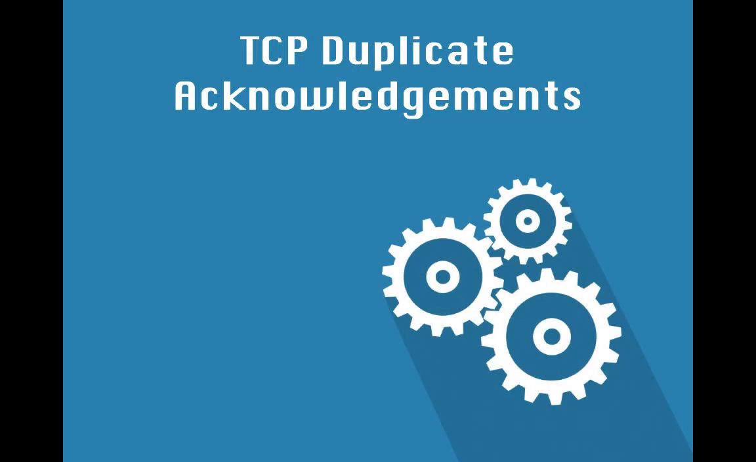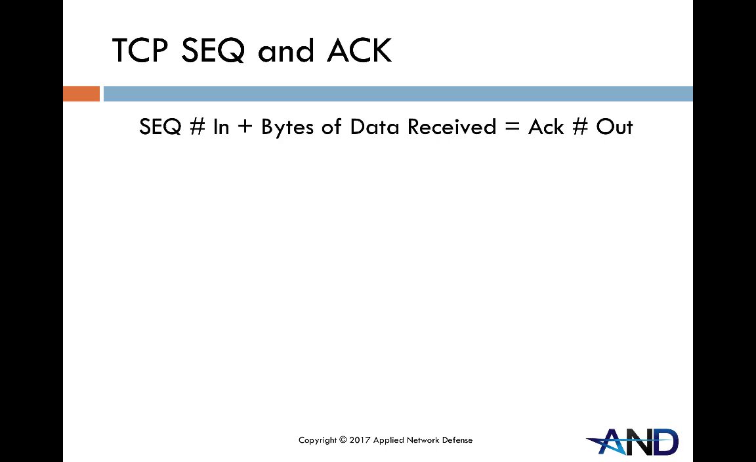Next up, we're going to talk about another error recovery feature of TCP that makes it a reliable protocol, and this is the duplicate acknowledgement feature. Now, to understand duplicate acknowledgements, you need to understand sequence and acknowledgement numbers and how TCP uses those to make itself a reliable protocol. Now, we talked about this in quite a bit of depth in the TCP section.